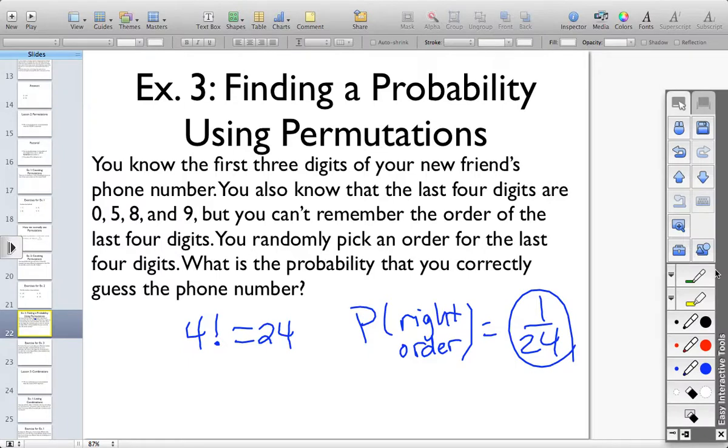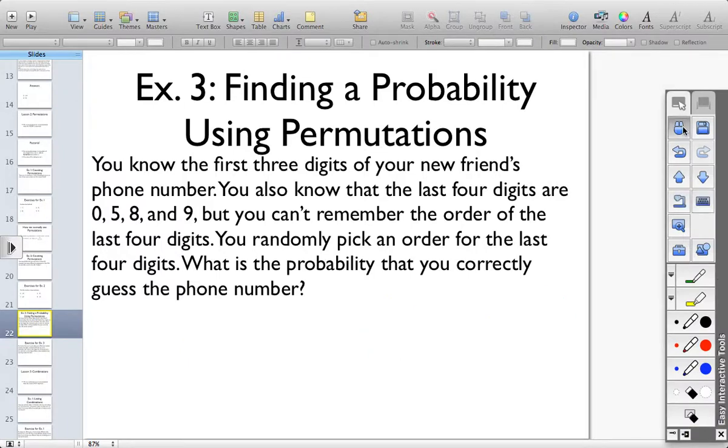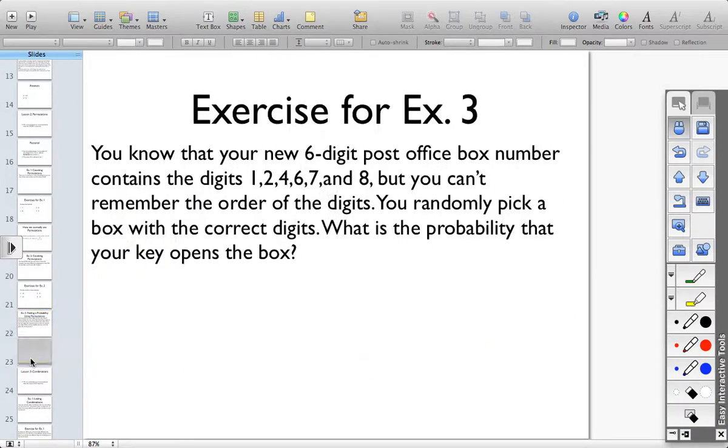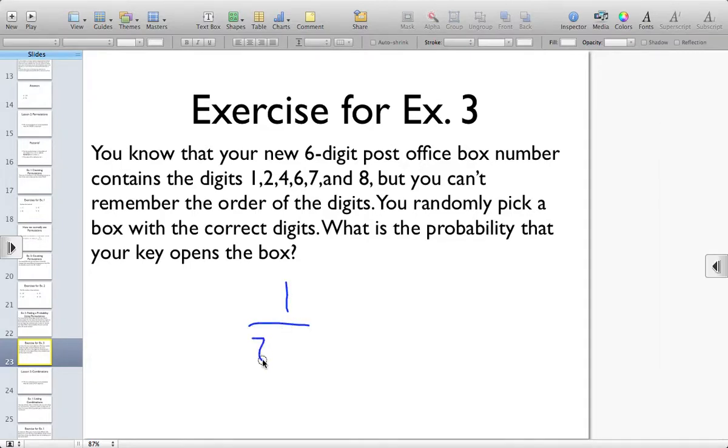All right. Now let's take a look at our last exercise. So pause here so you can read through the question, and when you're ready, hit play to get the answer. All right, the answer is 1 out of 720. That is the probability that your key will open the post office box. Again, make sure you note any questions you have, and we will talk about them in class.